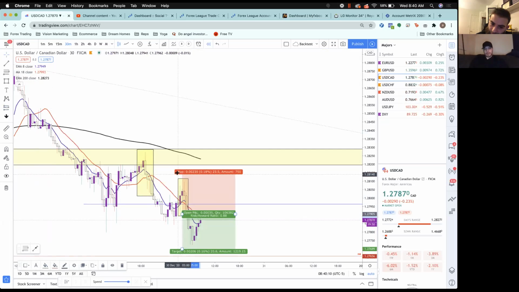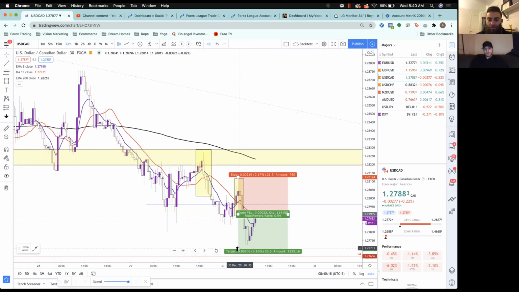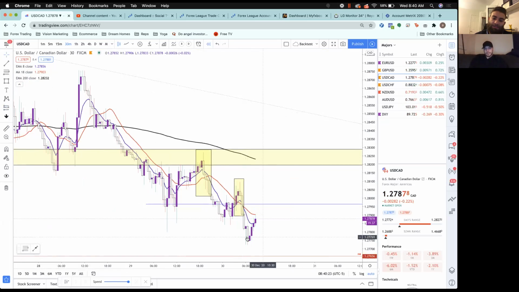If I were to enter on this one on the 30-minute, I would have thrown stops above this level. This would have been a more aggressive entry here. And then we're just looking to maintain this. As you can see, this thing's coming back right now into this resistance level again.